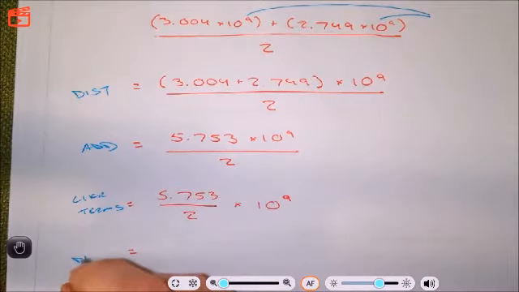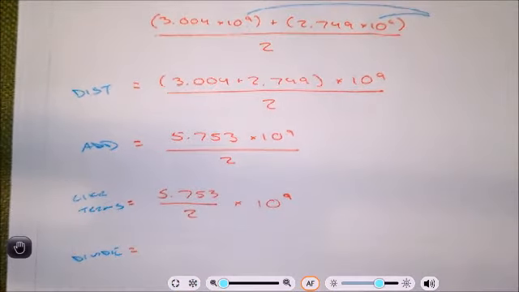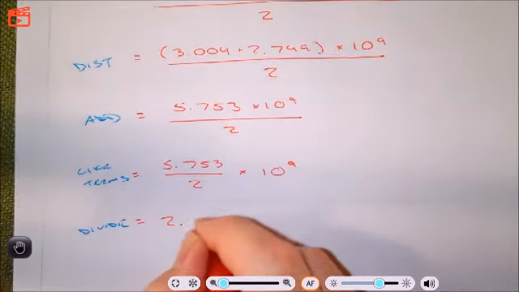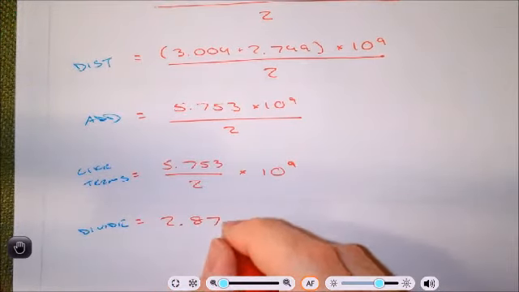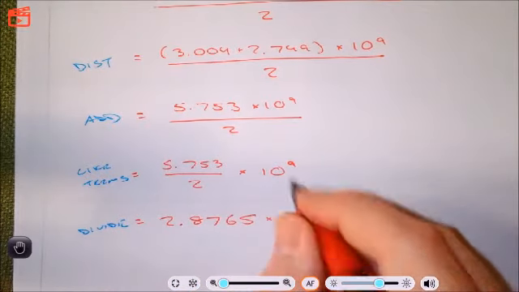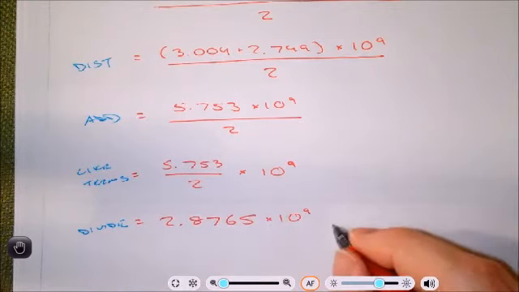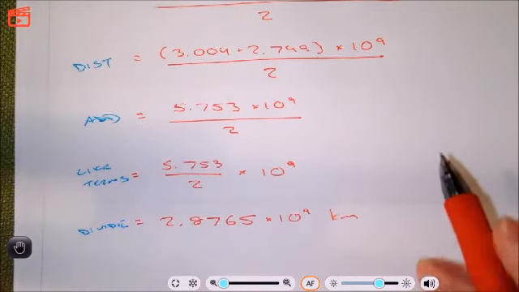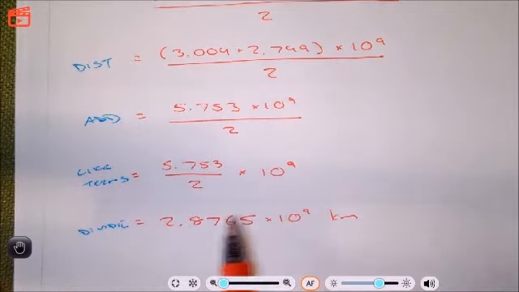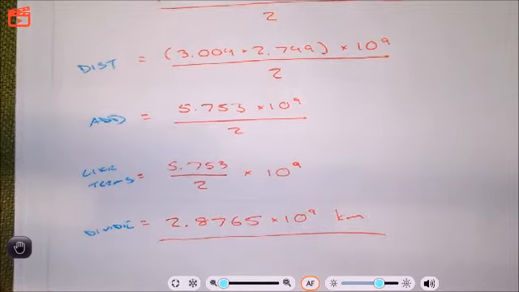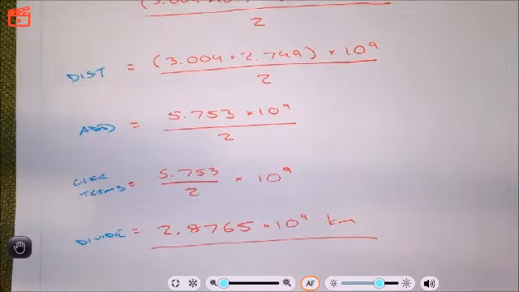And then I'm going to divide using a calculator, and you're going to get 2.8765 times 10 to the ninth. Don't forget the 10 to the ninth. And that is kilometers. So Uranus's average distance from the sun during its whole year is that. After we add both the furthest and the closest distance and divide by 2, that is the average distance.